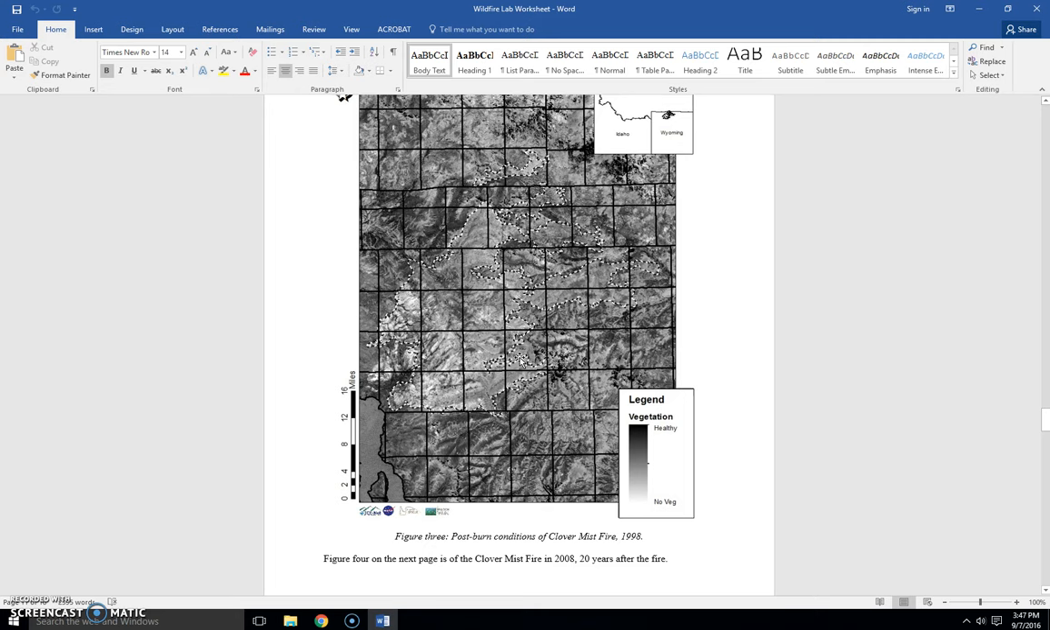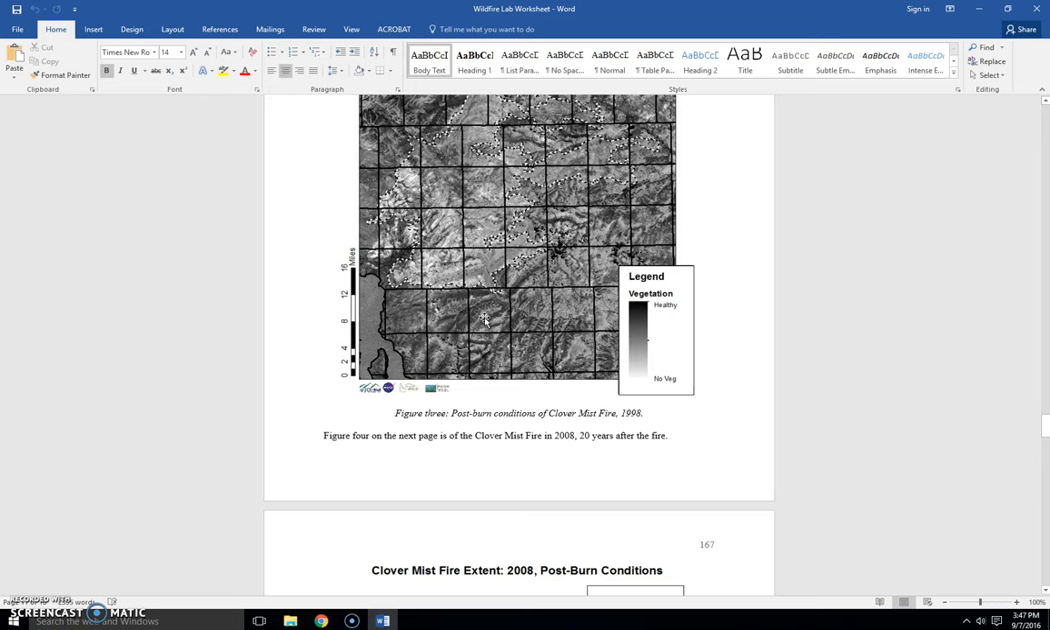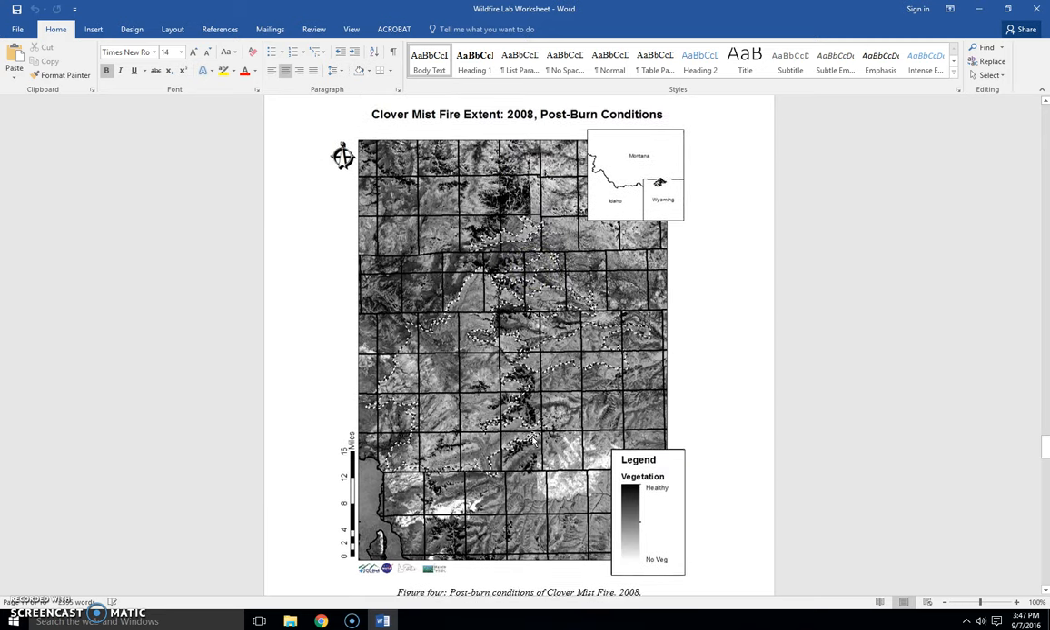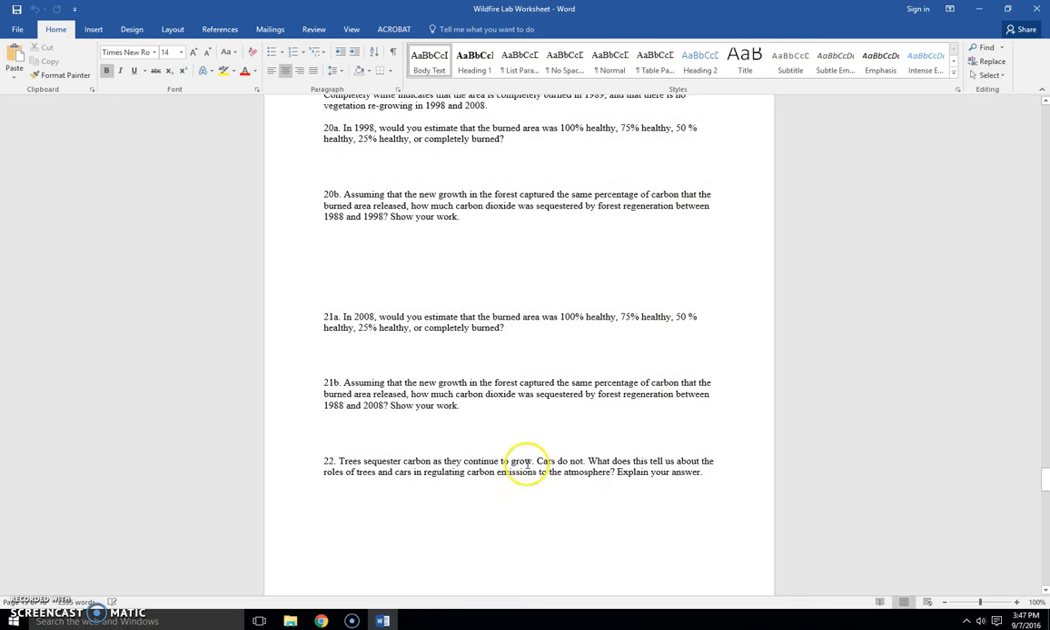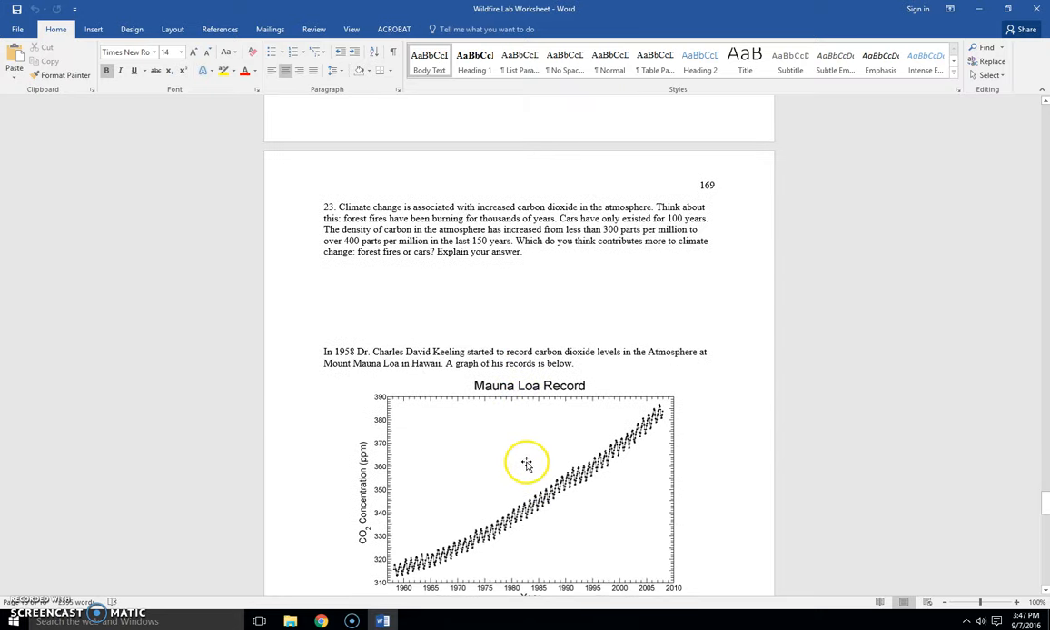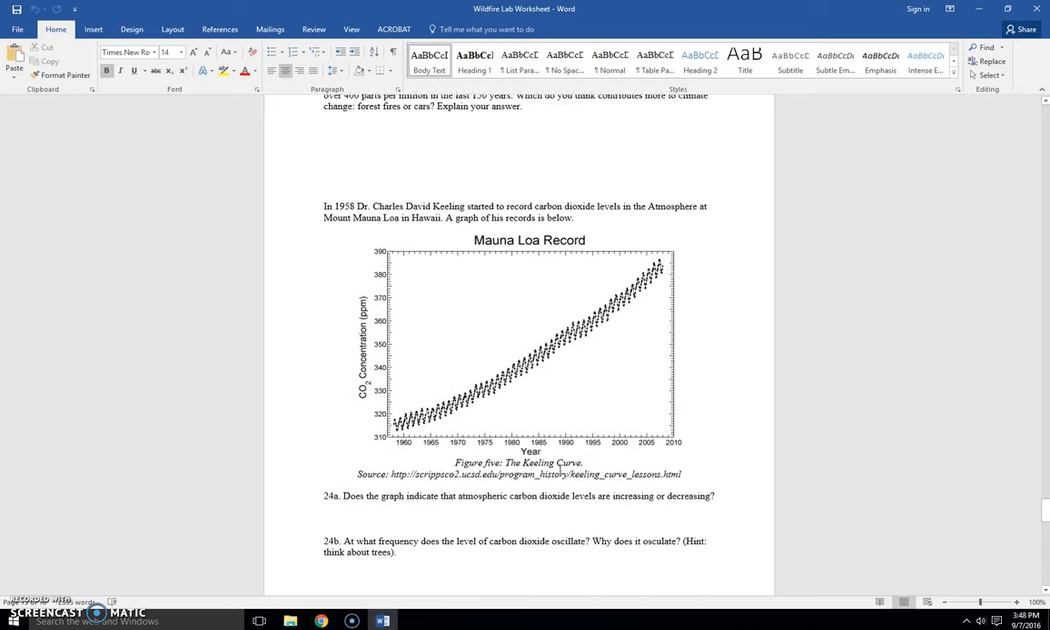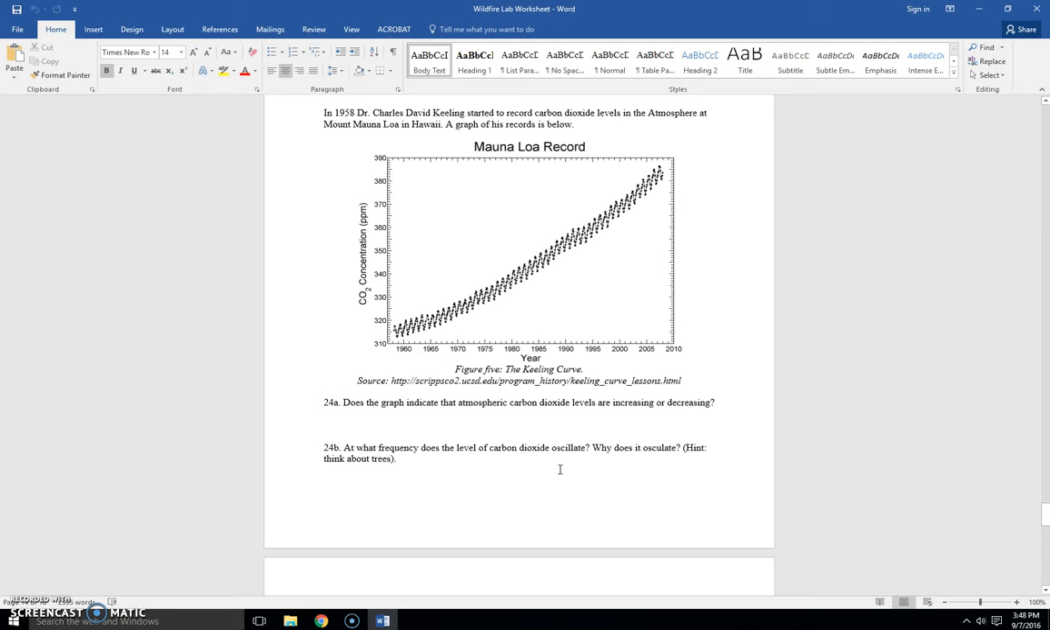And this is 10 years after the fire, and so you get to estimate how much has recovered and then how much CO2 has been sequestered out of the atmosphere with that regrowing vegetation. And then this is 20 years later in 2008. And then there's some general climate questions associated with carbon in the atmosphere. And here's the Mauna Loa record, and some questions about that.